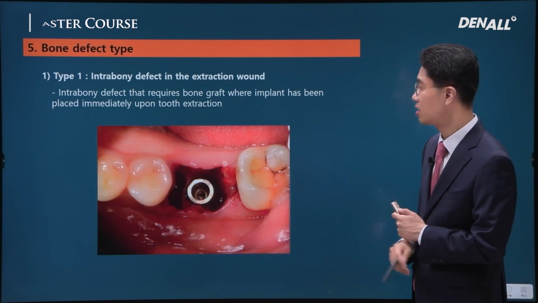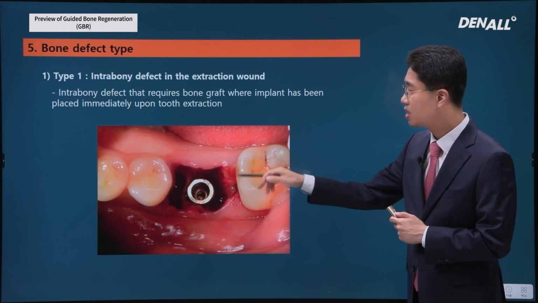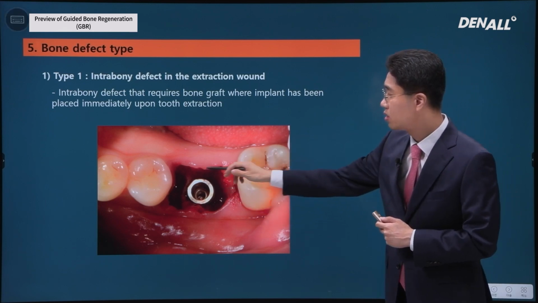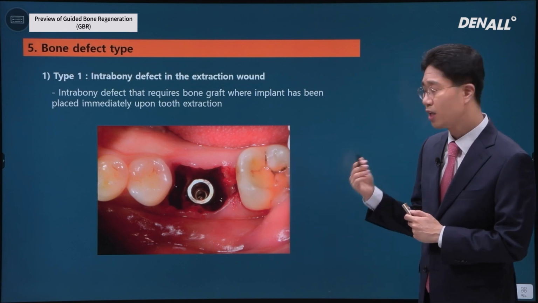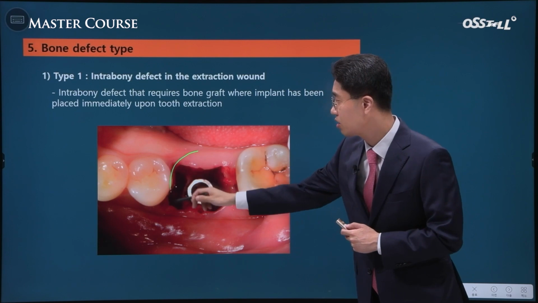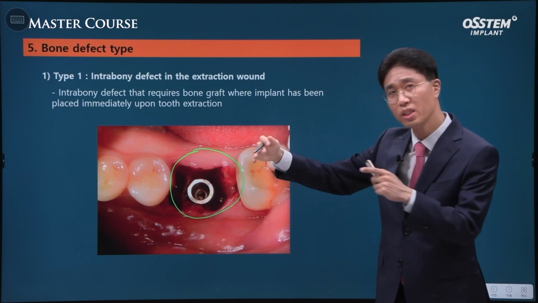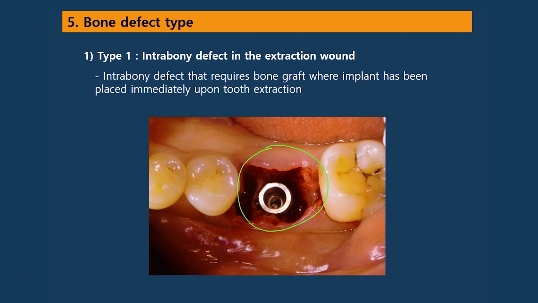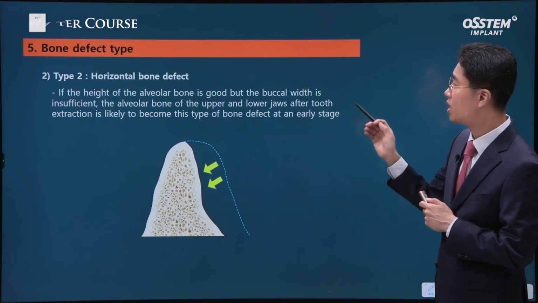Let's look at a clinical case. Right after extraction, within the extraction socket, implant has been placed, and you can do bone graft here or just skip it. The bone defect type: there's intact bony wall around the implant. We can get good results in bone regeneration easily in this case.